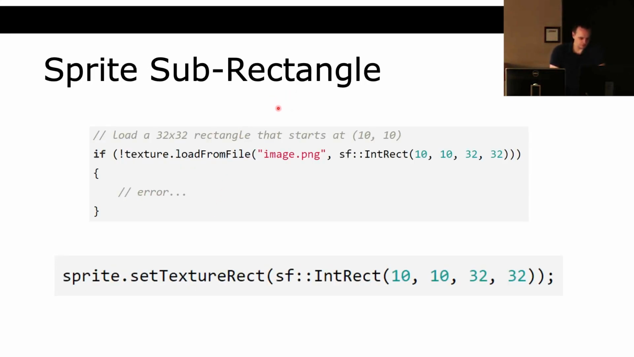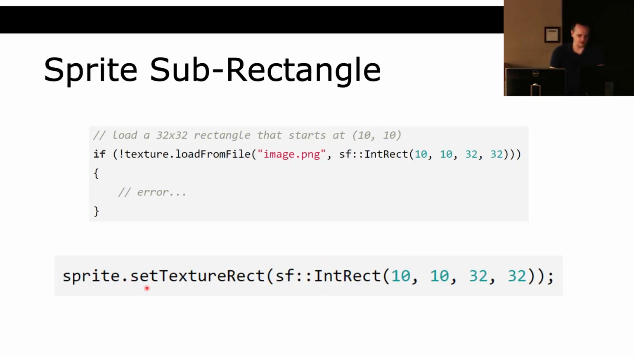If you want to specify a sprite subrectangle, why do I keep including this? This is the wrong code. This is loading the texture in a subrectangle. I'm going to delete all of those when I post the slides. So ignore this. This is what we want. So a sprite has already specified which texture it wants to draw from. And if we want to specify a subrectangle to draw from, here's how we specify that.